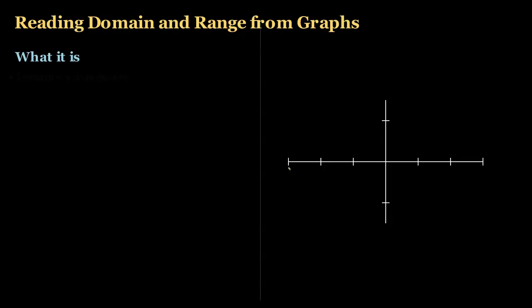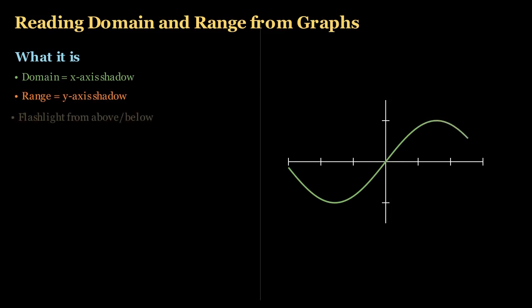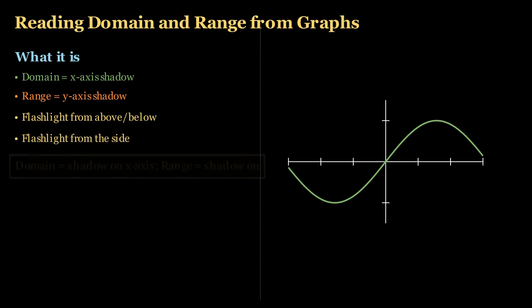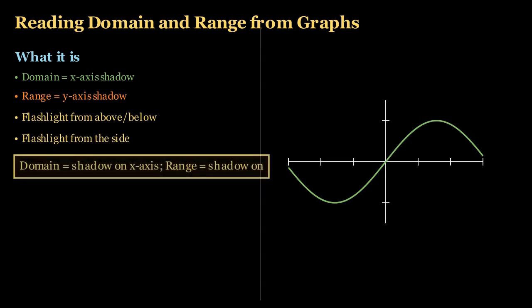Imagine the graph is a solid object sitting on the xy plane. The domain is every x value the graph covers. Picture shining a bright flashlight straight down from above the graph. The shadow it casts on the x-axis is exactly the domain. It's the set of all x coordinates where the graph exists. Similarly, the range is every y value the graph reaches. Shine a flashlight from the side, left to right. The shadow on the y-axis is the range.